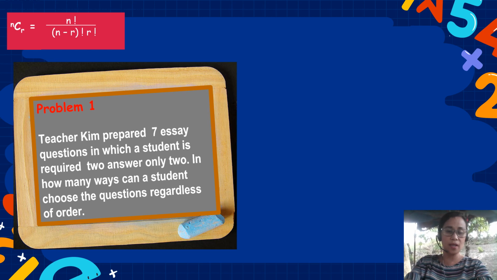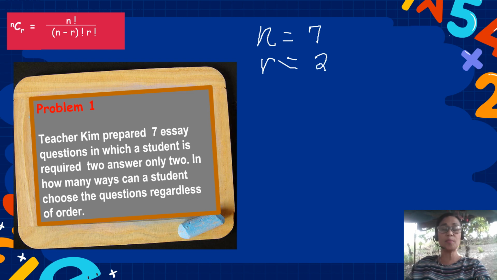So let's write. N, meaning the number of objects that we are going to select from, is 7 because those are the total number of questions that we have. But a student has to answer only 2, so that's our R. So therefore, you can use now your calculator. We are solving for 7 choose 2.